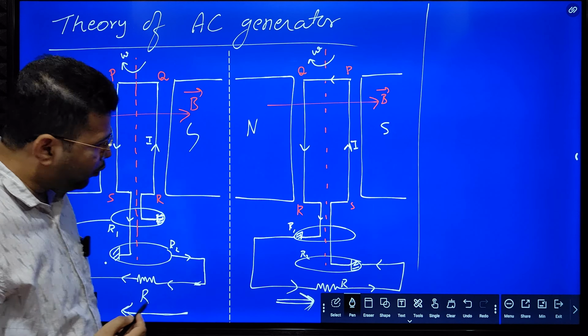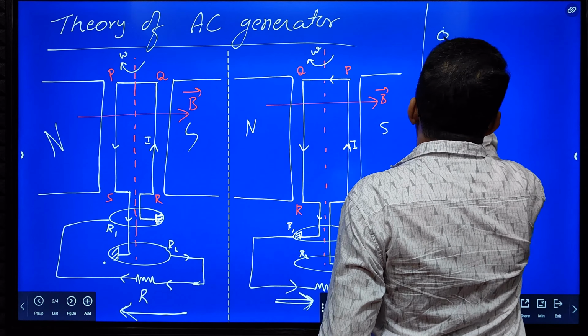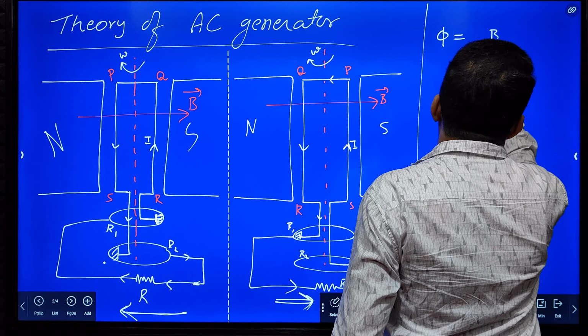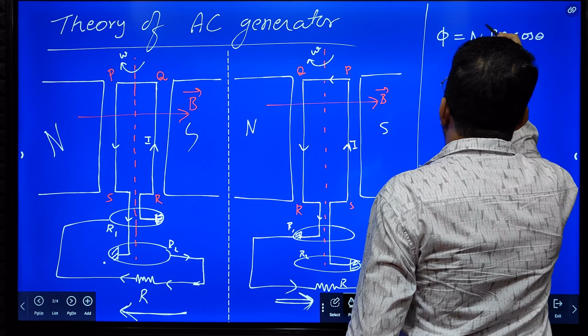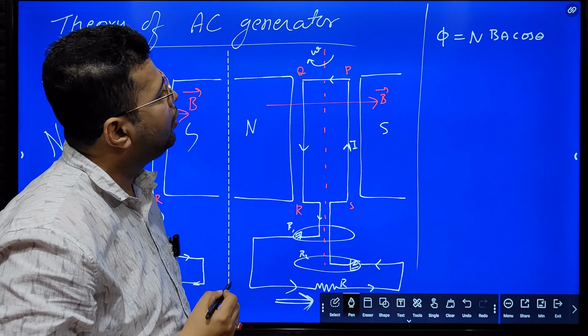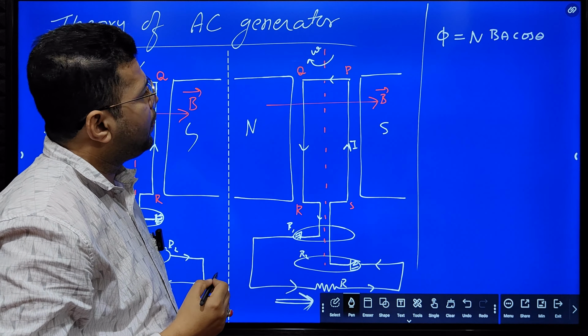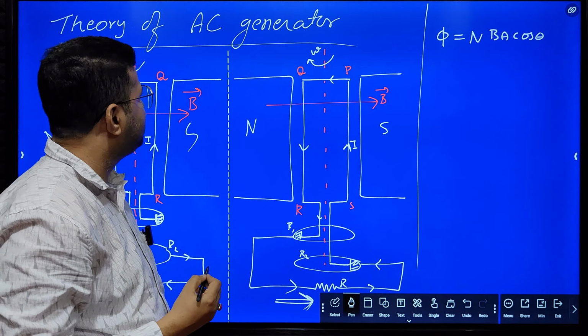Now you see, what is the flux linked with the coil? Flux linked with the coil is given by BA cos theta. If there are N number of turns in the coil, we call it as NBA cos theta. Now, what is theta? Theta means angular displacement.